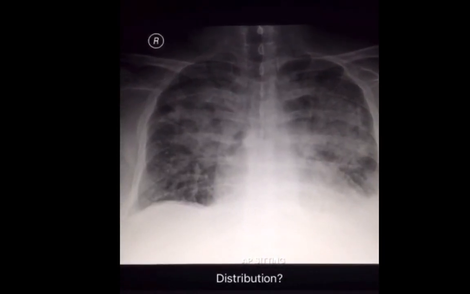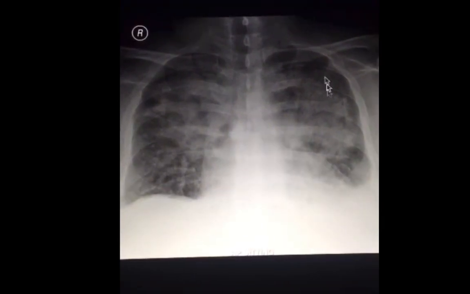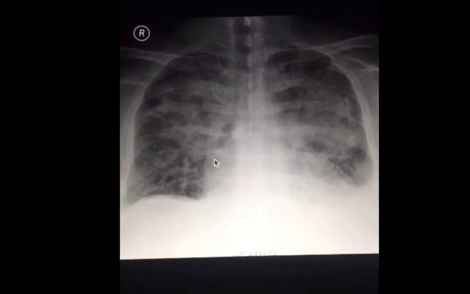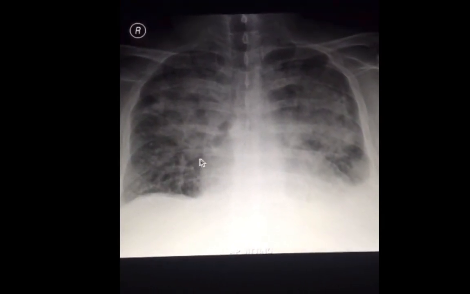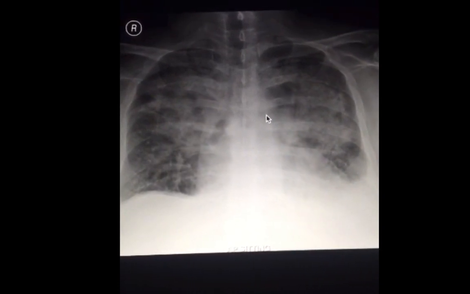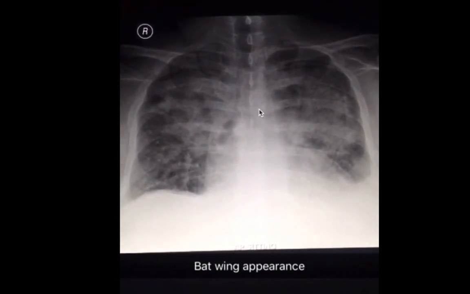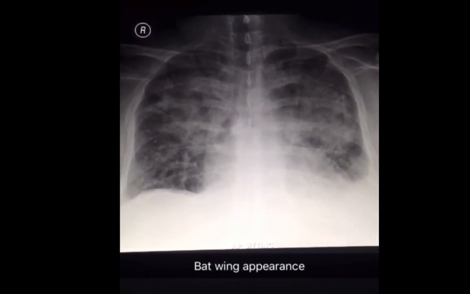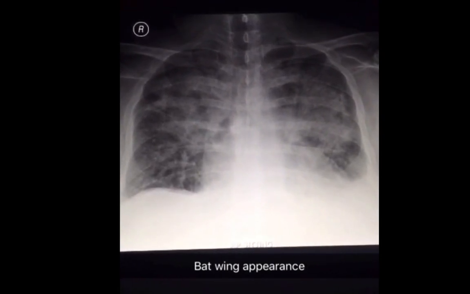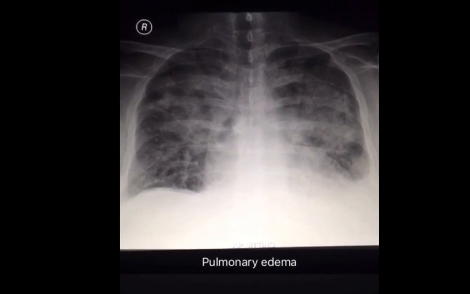Describing the predominance and distribution of the opacities is important in driving a clever differential diagnosis. I'm sure you have noticed that the opacities on each side are more confluent around the hila, what we call a central distribution. This central distribution of bilateral airspace opacities is also known as a bat wing appearance. The most common reason to see a bat wing appearance is that of pulmonary edema.